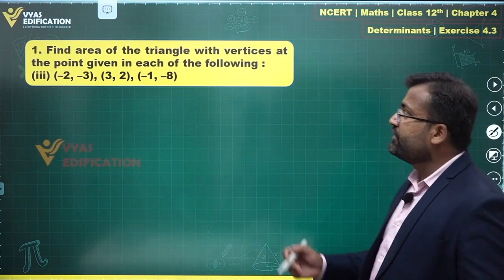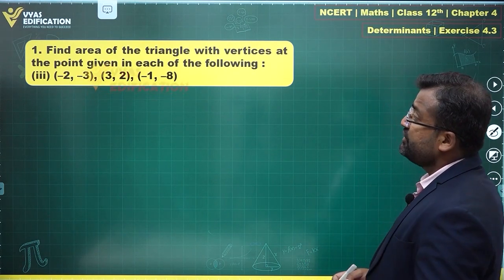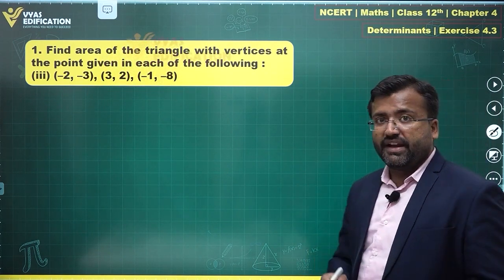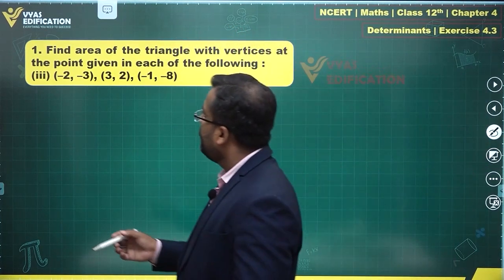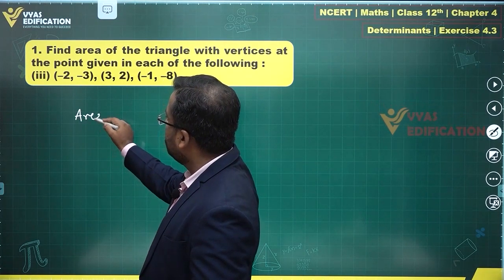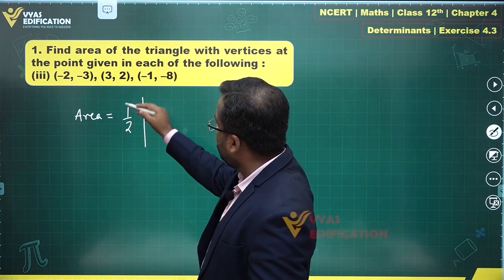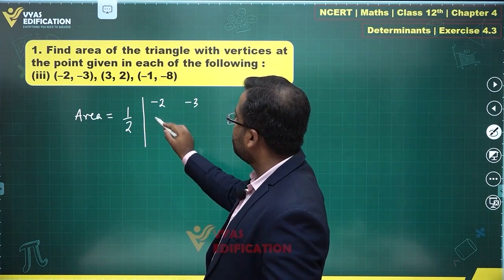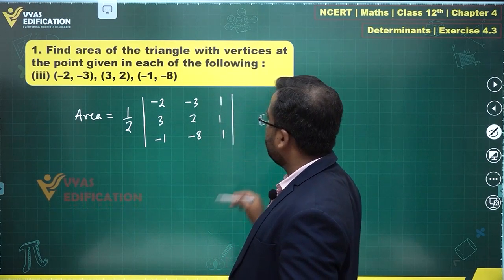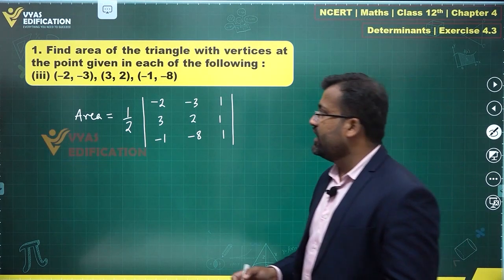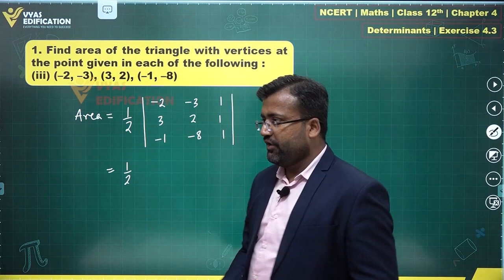Let's discuss this question next. The question says find the area of the triangle, and the 3 vertices are given: (minus 2, minus 3), (3, 2), (minus 1, minus 8). We're going to do a similar thing as we have been doing up till now. Area will be equal to half times the determinant of minus 2, minus 3, 1; 3, 2, 1; minus 1, minus 8, 1. This is the area for us. In case the value is obtained negative, we'll take the absolute value obviously.